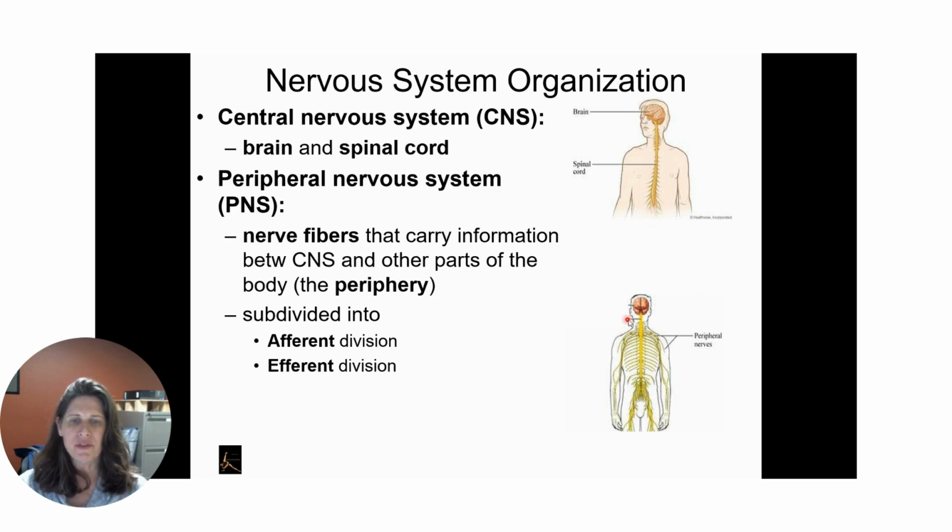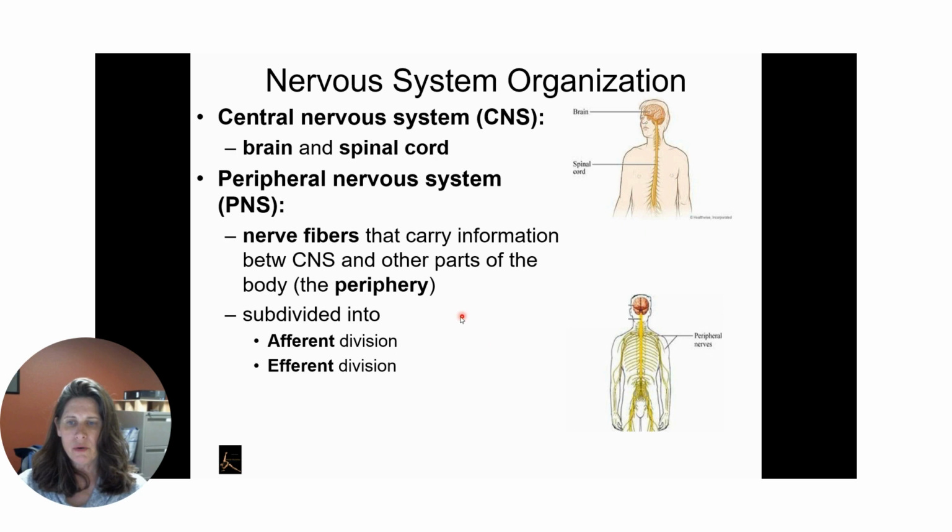The peripheral nervous system then are all the nerves that branch off of the brain and the spinal cord. So if you took anatomy, you learned about the 12 pairs of cranial nerves. That was part of the peripheral nervous system, right? You may have learned about nerves that branched off the cervical area of the spinal cord, thoracic area, lumbar, sacral, right? That was all part of the peripheral system. So remember, the brain and spinal cord are part of your central nervous system.